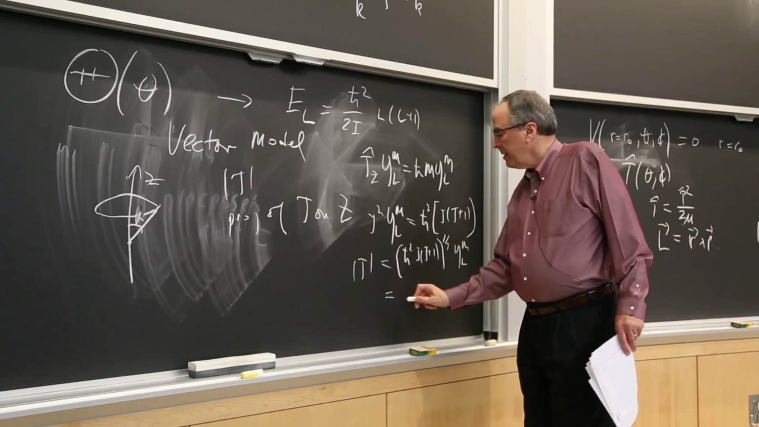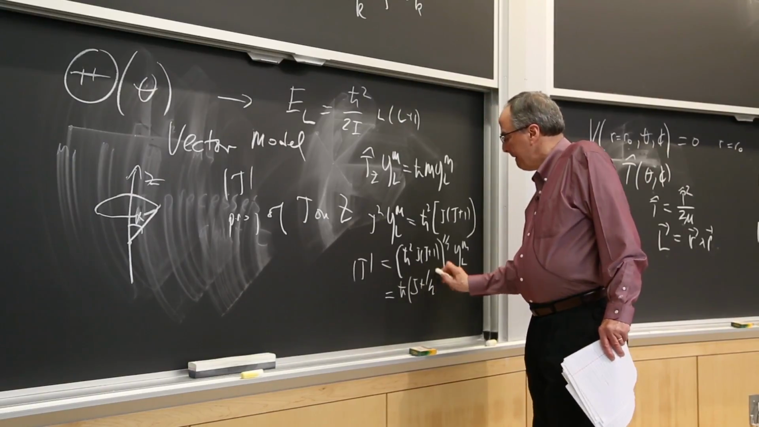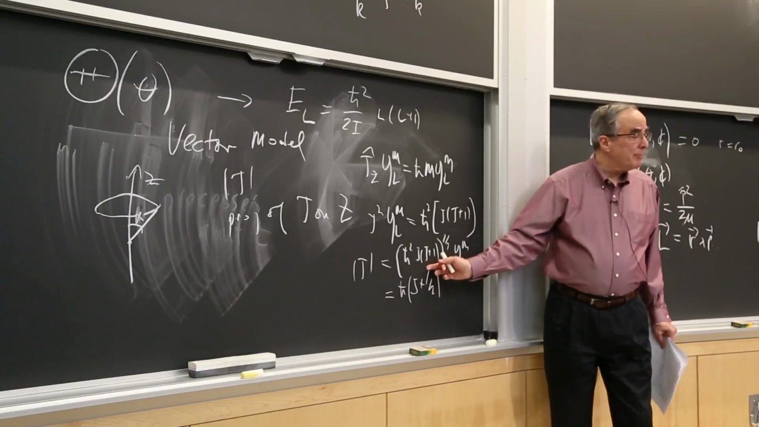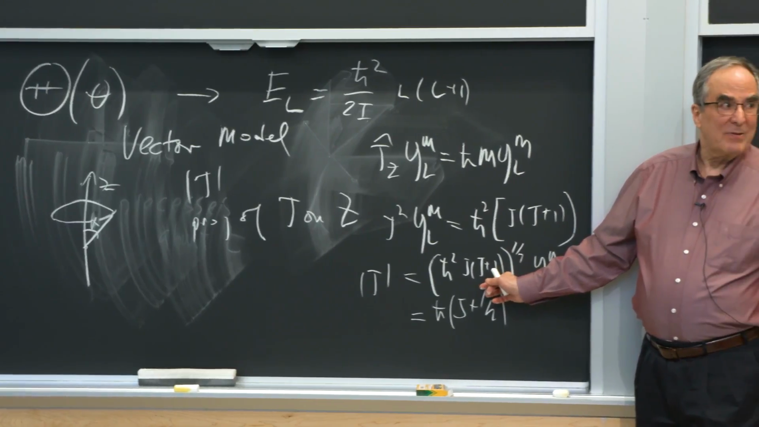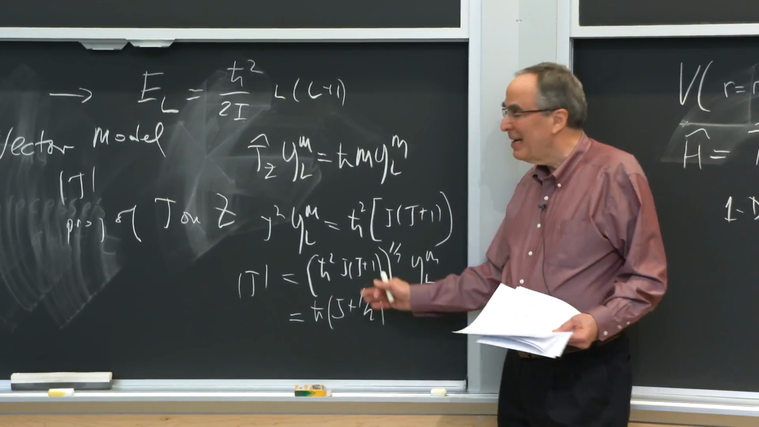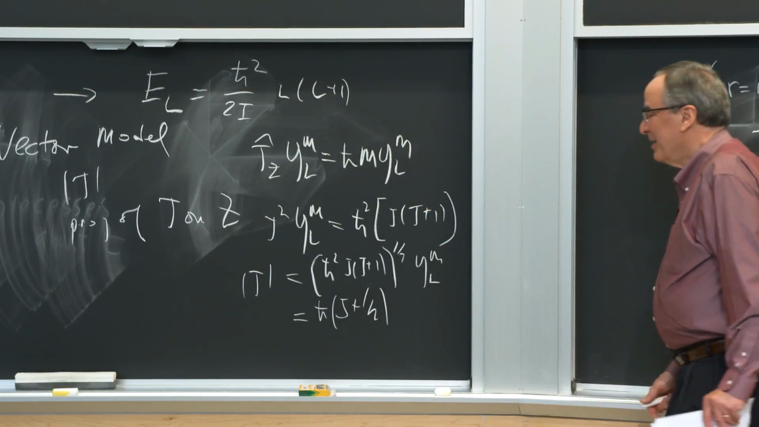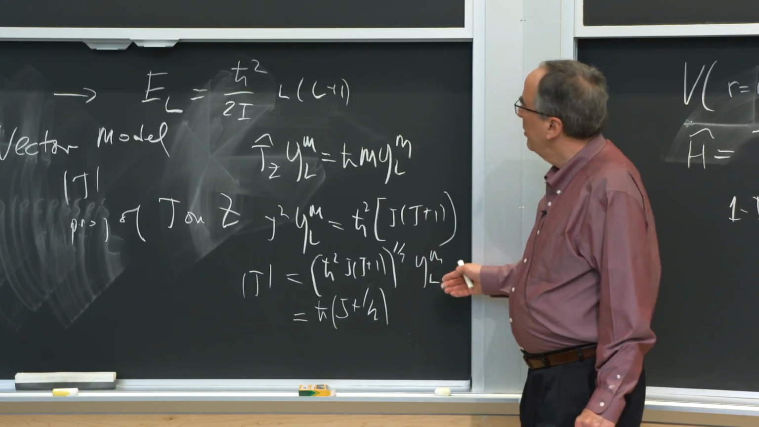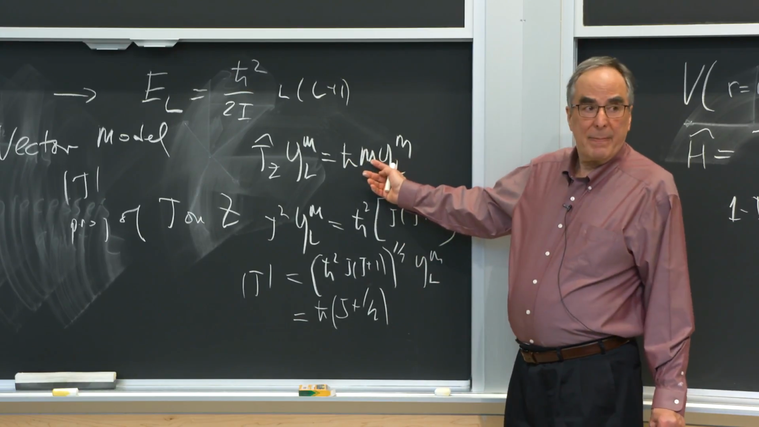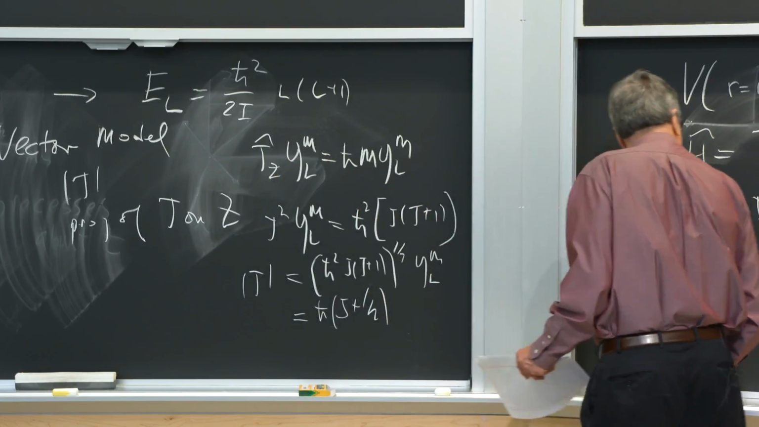So that becomes h bar and approximately J plus a half. Because the square root of J(J plus 1) is almost exactly J plus a half. When you go to really high J, it's exact. At low J, it's a little bit less than exact. So we know the length of J is this. And we know the length of Jz is h bar M.